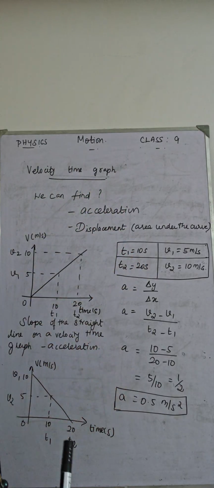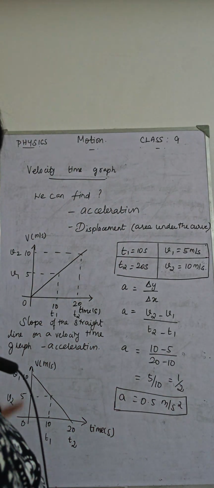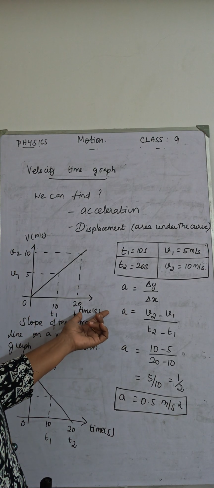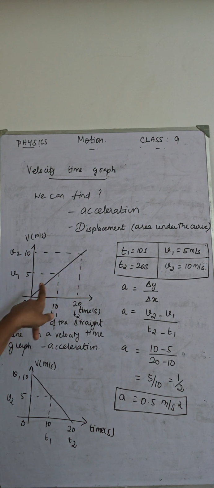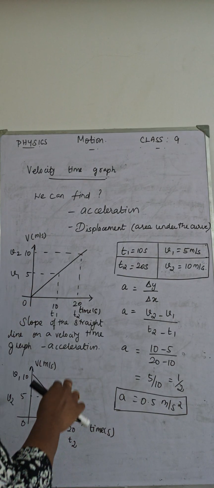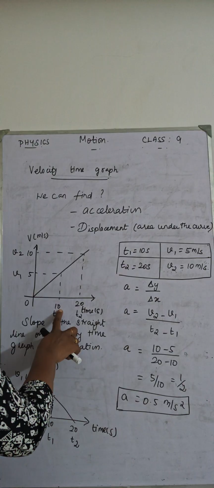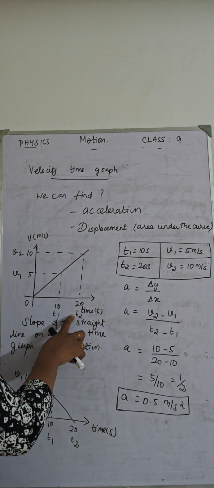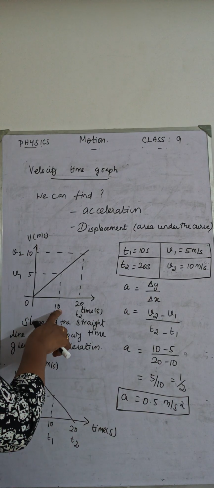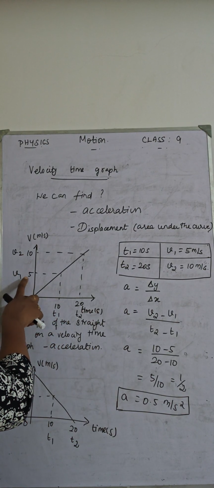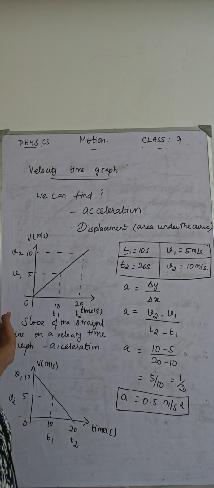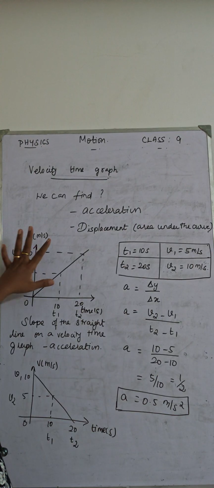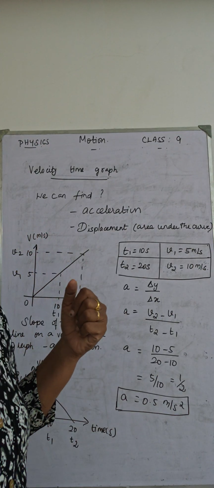First we will see how to find out the acceleration. I have taken a graph, with time on the x-axis and velocity on the y-axis. I have taken a constant increase of velocity with respect to time. I have taken only two values: time t1 is 10 seconds, t2 is 20 seconds. At t1 it reached a velocity of 5 meter per second. At t2 the velocity is 10 meter per second. You can take n number of values, it depends on the question you are receiving.